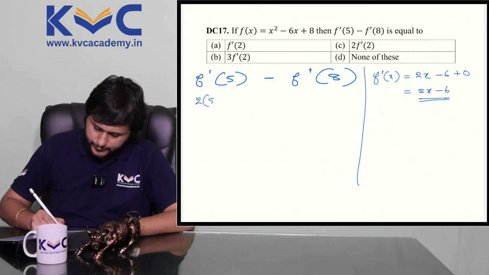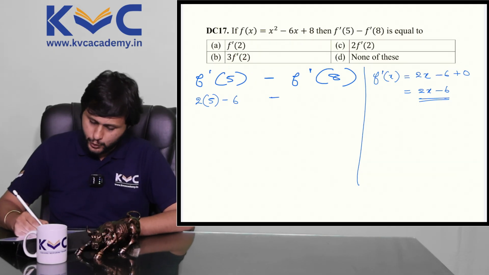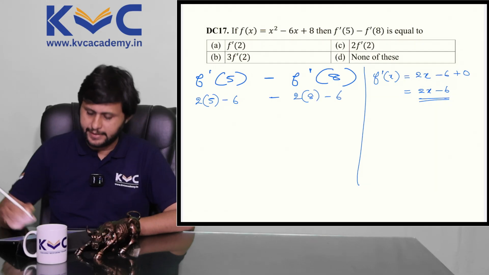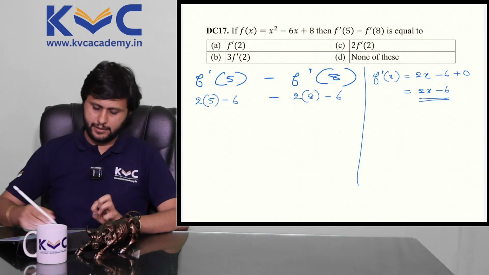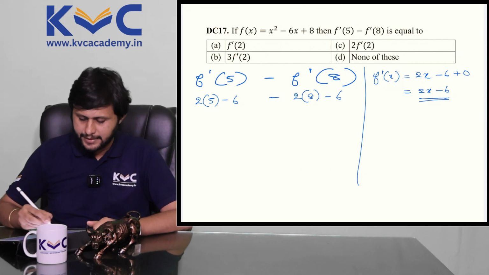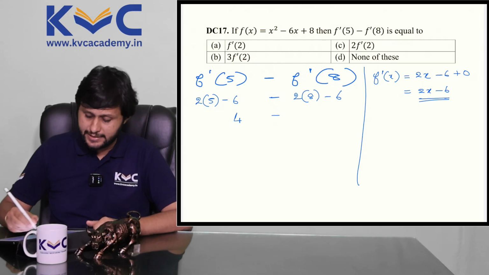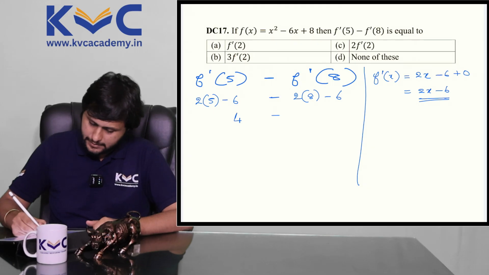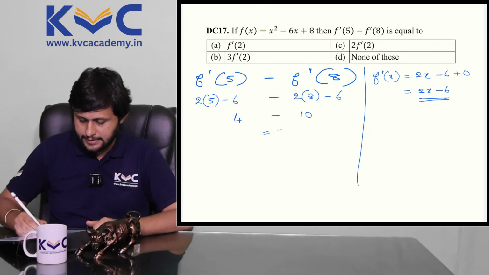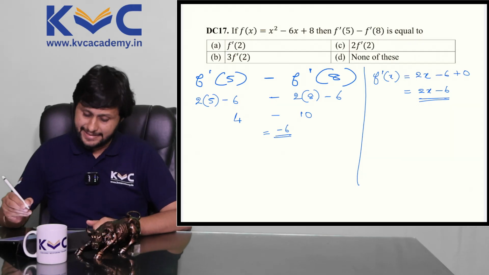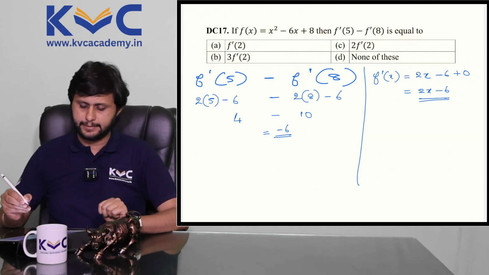2 into 5 minus 6 minus f dash of 8. 2 into 8 minus 6. All that I've done in place of x, I've substituted the value after differentiating. Okay, 5 2s are 10, 10 minus 6 is 4, minus 8 2s are 16, 16 minus 6 is 10. So 4 minus 10 is minus 6. Minus 6 is what I've got.